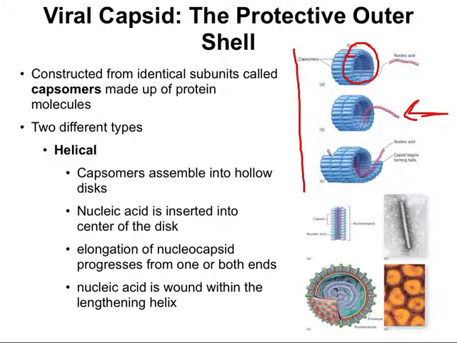You can see an example here of the tobacco mosaic virus. It's a naked helical virus. Below that, we see the influenza virus. The influenza virus is an enveloped helical virus. We're looking right down the barrel of it here.